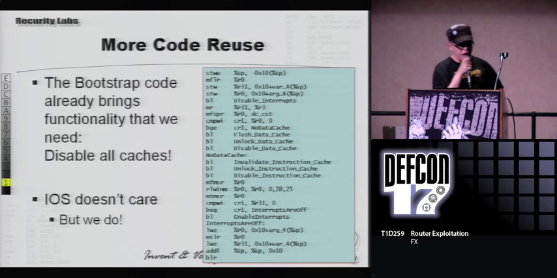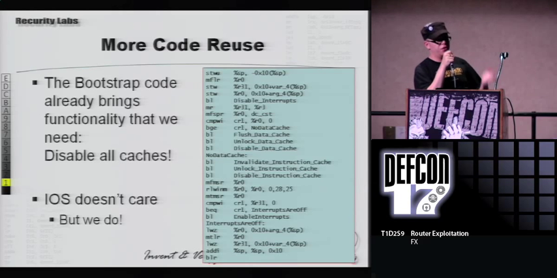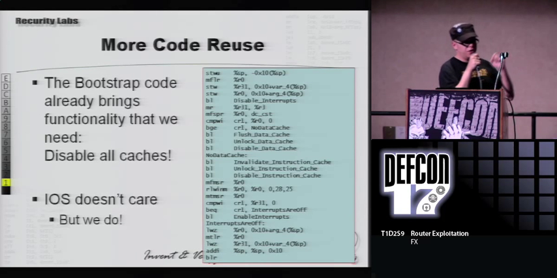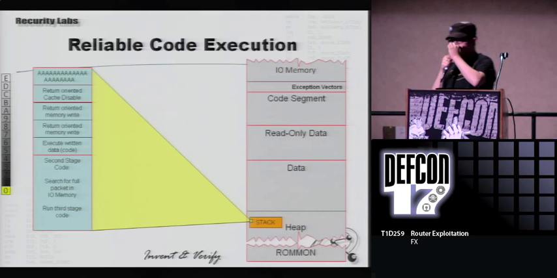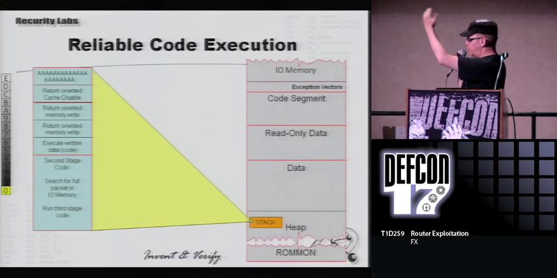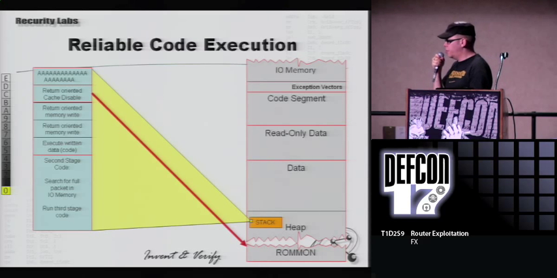Luckily, in this bootstrap code, Cisco needs to do the same thing. Cisco needs to disable the caches when they actually load up iOS. So there's an entire function dedicated to that, which we can jump to, of course, and return-oriented programming uses that one as well. So we're putting it all together. We have the buffer overflow. We use the return-oriented method to actually disable the cache by calling code in ROMMON.